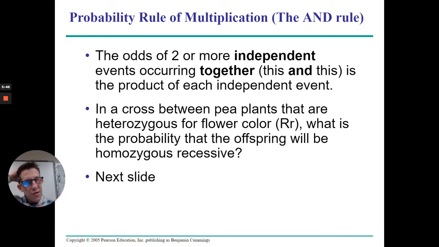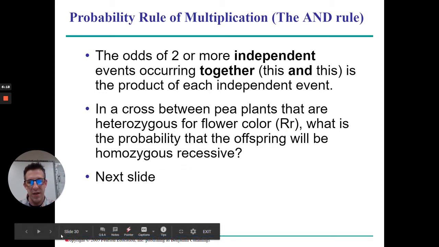Okay, so the question states, in a cross between pea plants that are heterozygous for flower color, meaning that they have a big R allele for flower color and a small r allele, what is the probability that the offspring will be homozygous recessive? So we want to know what is the probability that this offspring is going to have 2 little r's, when both of the parents are heterozygous for that flower color. All right, so let's test it out.